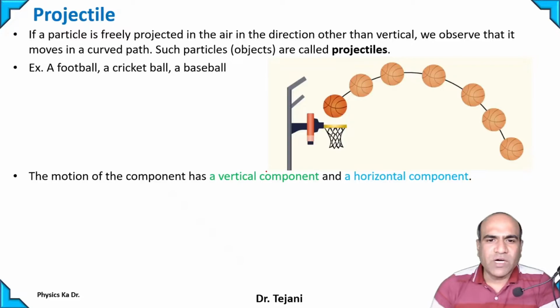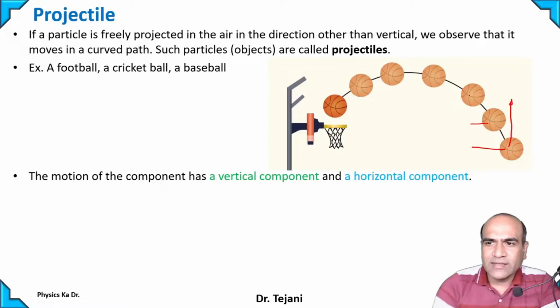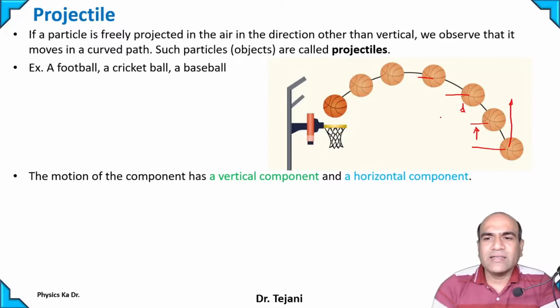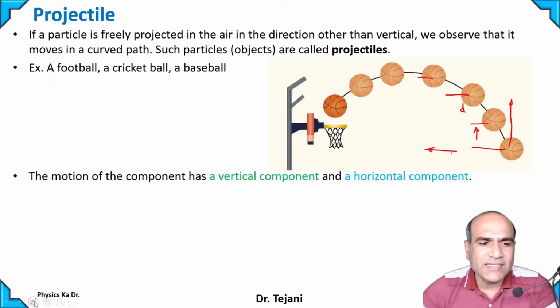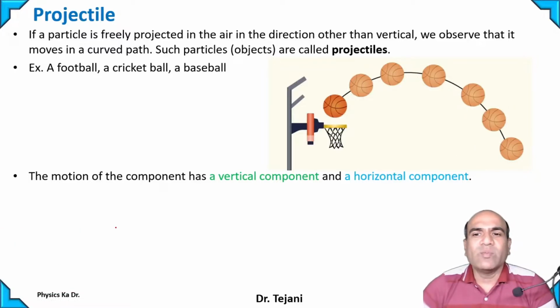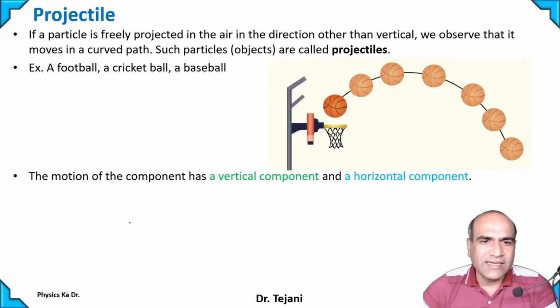So here the motion has two components. The motion has a vertical component, which means the body is moving up; you can see there is an increase of height. And the body also has a horizontal component. So a double movement is seen. When we talk about projectile, it has x directional movement as well as y directional movement.